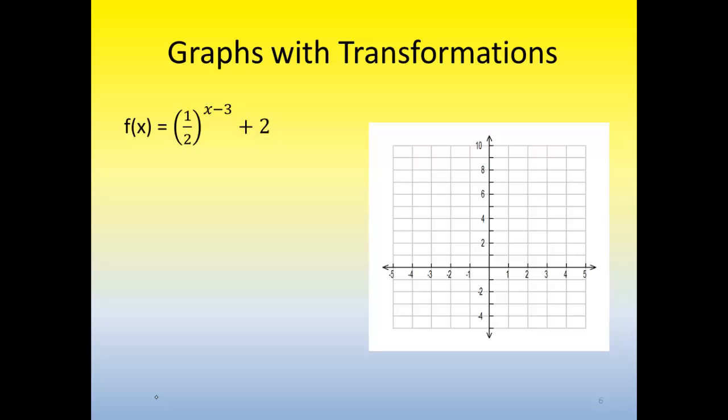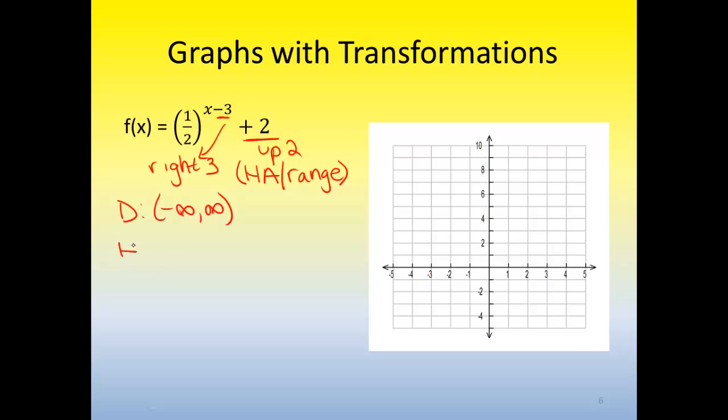If we go ahead and apply the transformations to this, transformation of up 2, that's going to affect your horizontal asymptote and the range. The -3 is a transformation right 3. Listing my information, domain doesn't change. My horizontal asymptote has been moved up 2, so it's at y equals 2. My range will be 2 to infinity.